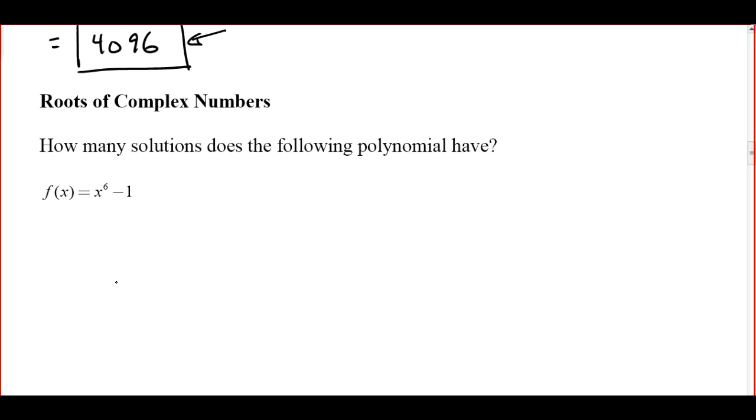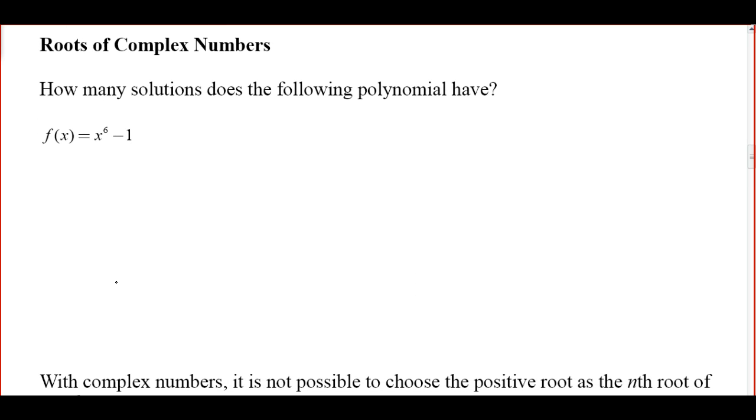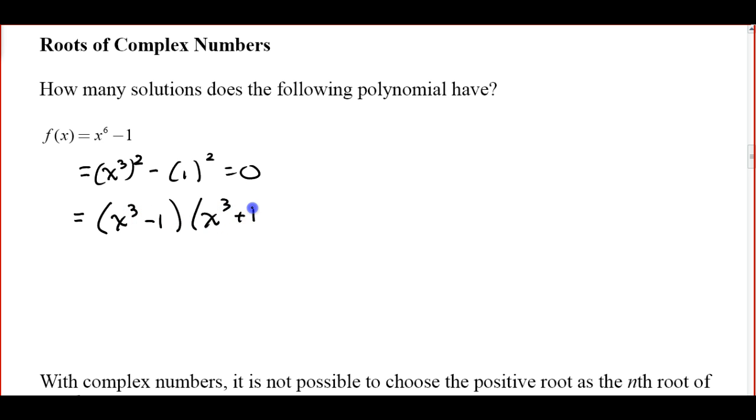Okay, so next we're moving on to roots of complex numbers. We want to look at f of x is equal to x to the 6th minus 1, and talk about how many solutions this polynomial has. We're going to want to use the quadratic formula. But let's change this to x to the 3rd squared minus 1 squared is equal to 0. Then we have a difference of two squares, and I can factor this to x cubed minus 1 times x cubed plus 1 is equal to 0.